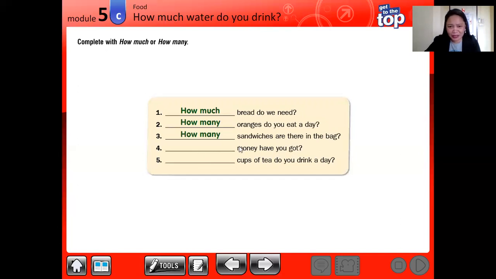Correct? Next, number 4. Blank money have you got? All right, what about money? Is it a countable or uncountable noun? How much? Because money is an uncountable noun.